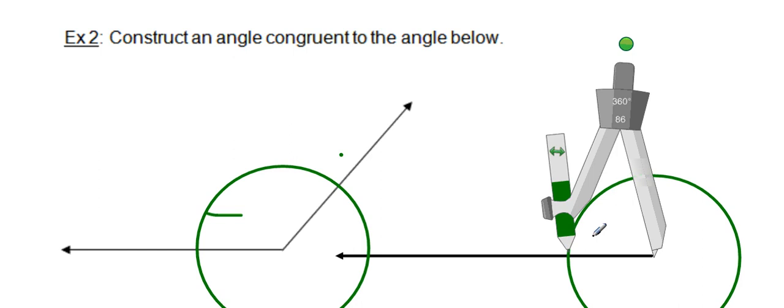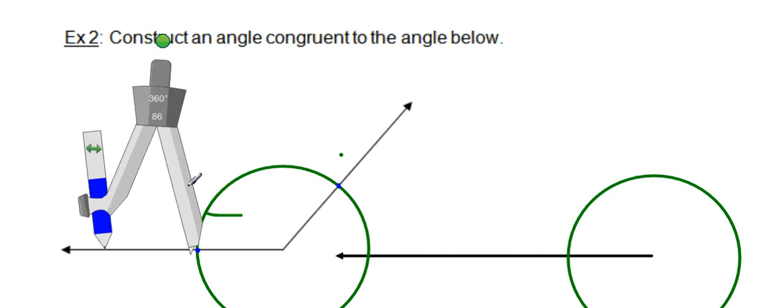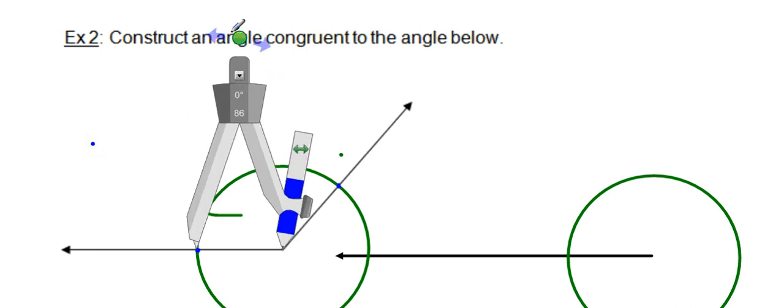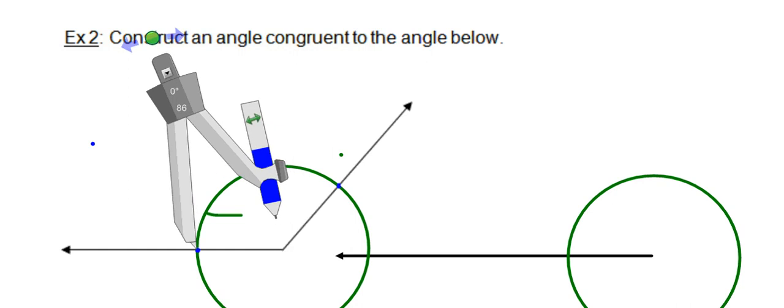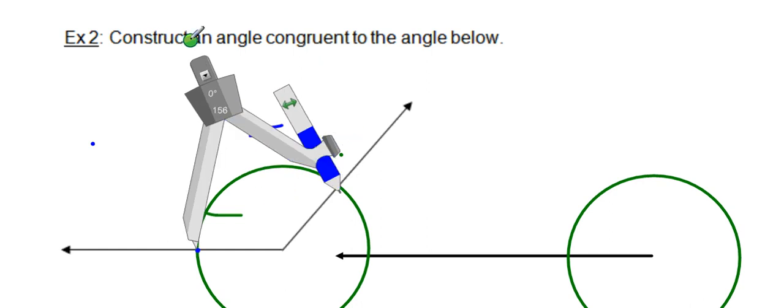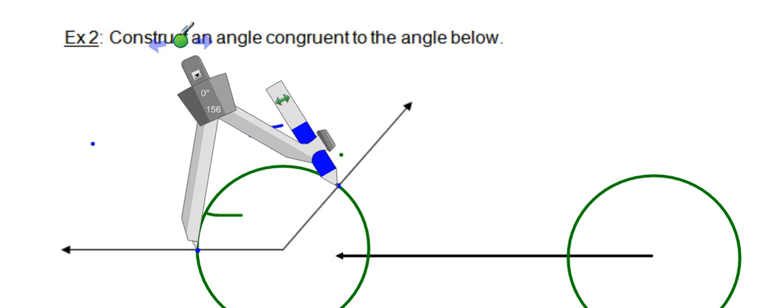And again, what I want to do is now use my compass to measure the distance that the angle opens up, to measure the distance between those two blue dots. So I'm going to go ahead and bring my compass back over here, spin it around. And I'm going to have to open my compass up quite a bit here. I want to measure the distance between those two blue points.